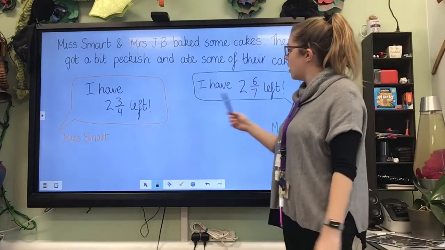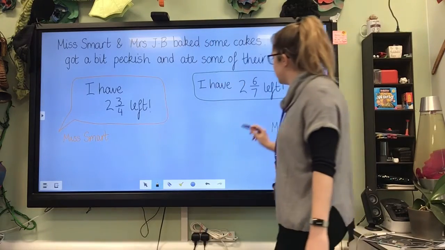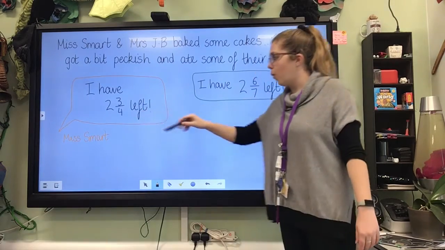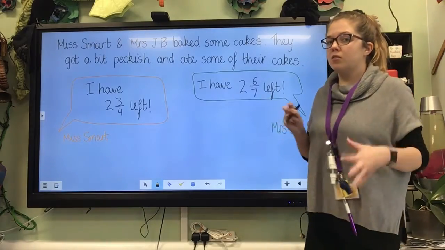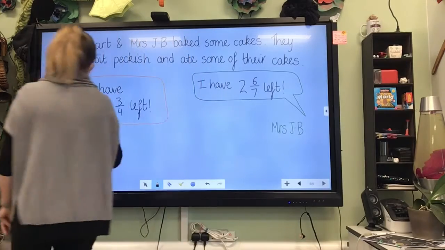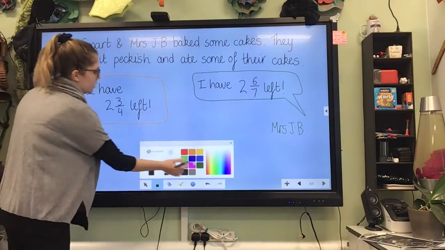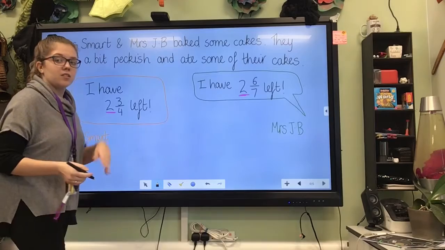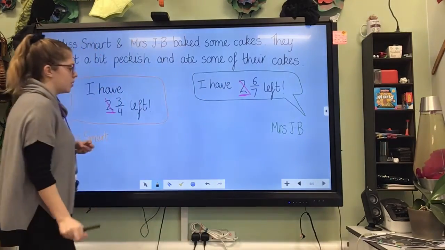So what we're comparing are 2 mixed numbers here. And you can also see they've split their cakes into different portions. I've cut mine into 4 or quarters, and Mrs. JB has cut it into 7ths. So we've got lots of information to digest with this question. But what you need to do first is to see what is the same about the 2 mixed numbers. And we can see that they both have 2 wholes left. So we can discount those. We can ignore those, if you like, because they both have the same number of wholes left over.